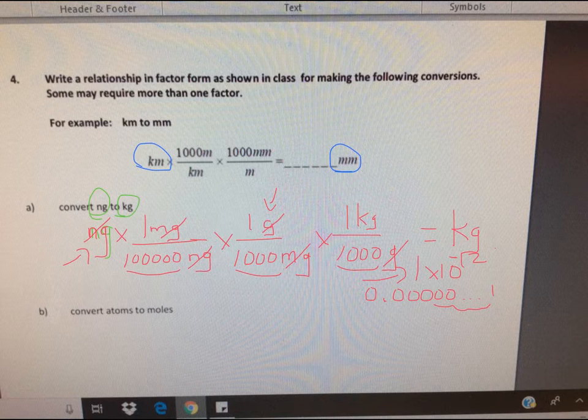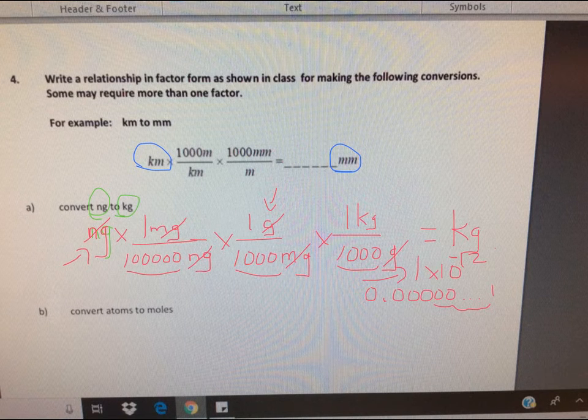So the scientific notation of 10 to the minus 12, that's telling you that we're taking the number 1 and we're dividing it by 10 12 times. So we're going 1 divided by 10, divided by 10, divided by 10. And you keep doing that 12 times, you're going to get a really tiny number. Okay?